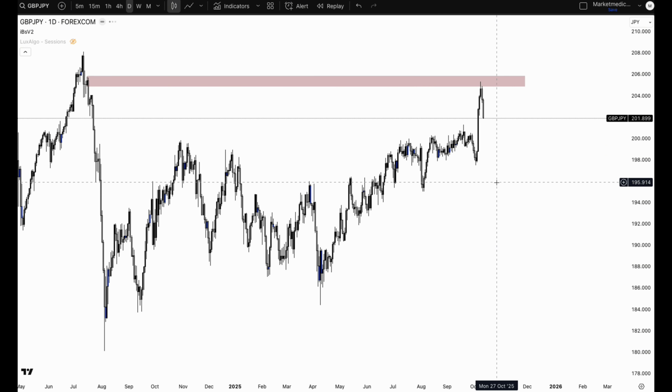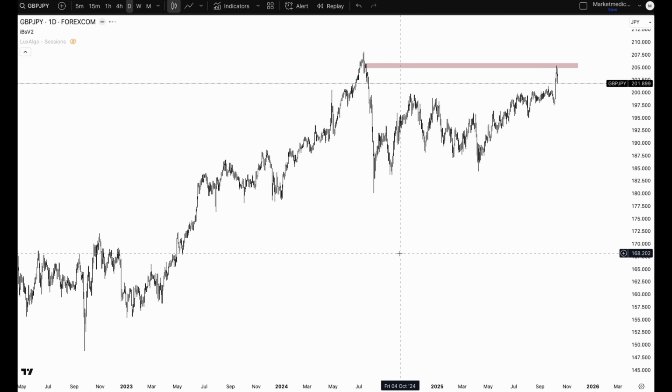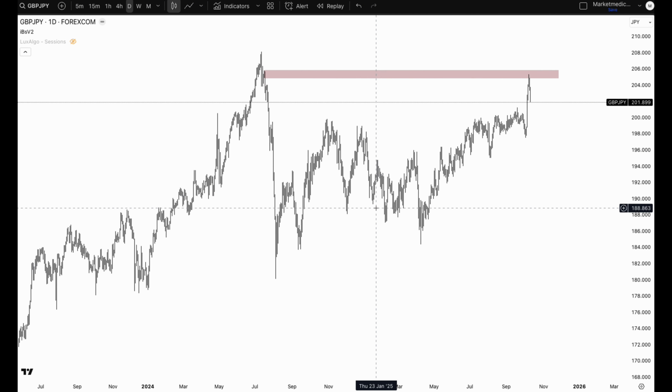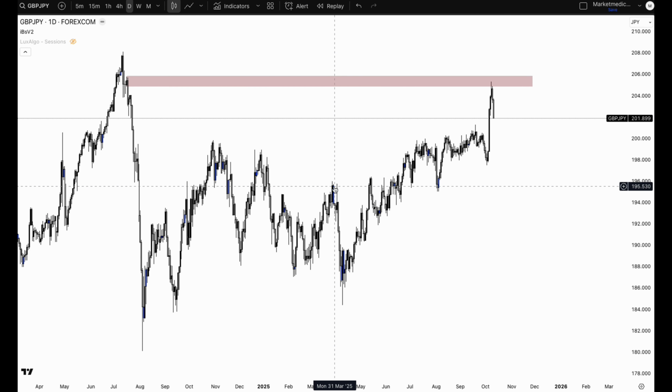So what is likely to happen? For whatever has happened here, I don't care about it, but I'm caring more about what has just happened in recent months. So now let's try to understand the structure of the market.